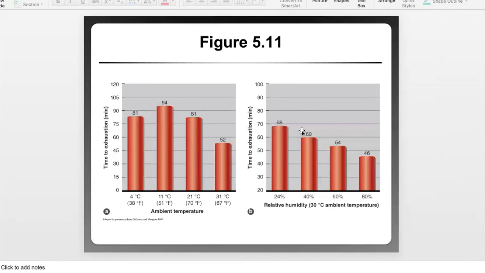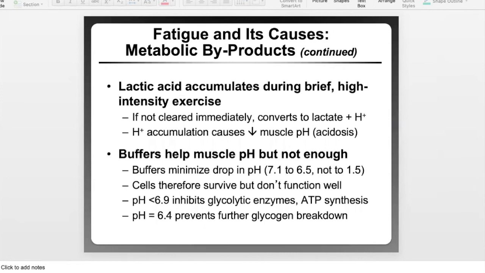And you'll notice that there's also a drop off in terms of the time to exhaustion with humidity. So there's like a sweet spot of temperature and humidity. So atmospheric pressure and atmospheric conditions have a lot to do with fatigue as well.